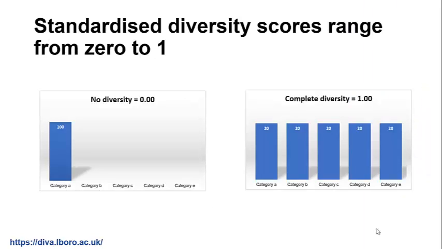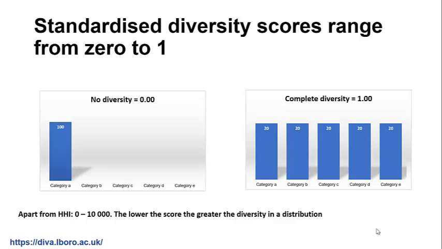Measures 1 to 6 all produce standardised diversity scores that range from 0 to 1. A score of 0 indicates there is no diversity in a distribution, whereas a score of 1 indicates there is an equitable dispersion of values across all categories. The one exception to this scoring is the Herfindahl-Hirschman index, HHI, which generates a number between 0 and 10,000. For this measure, the lower a score is, the greater the diversity in a distribution.